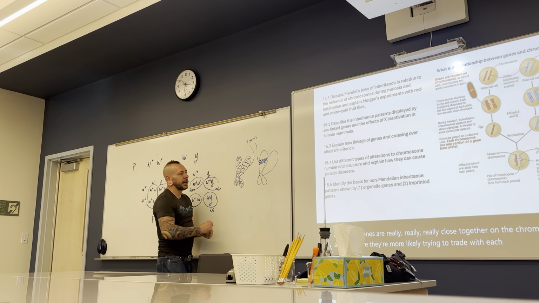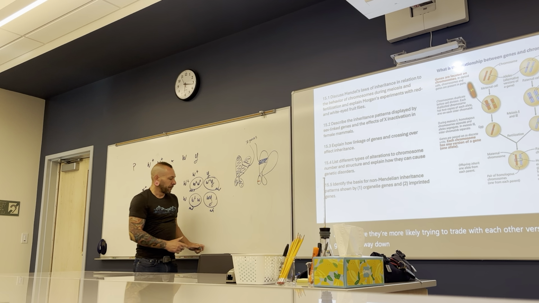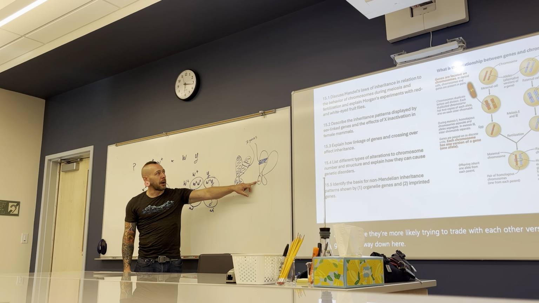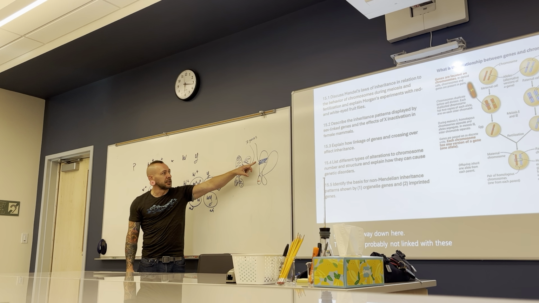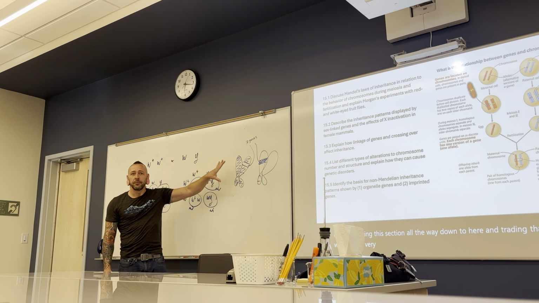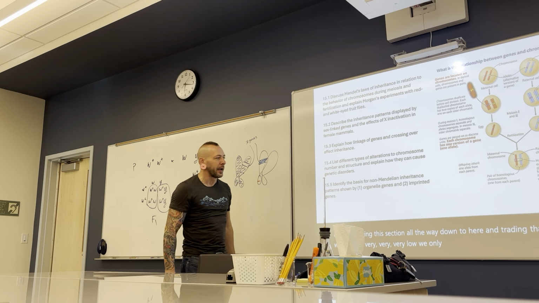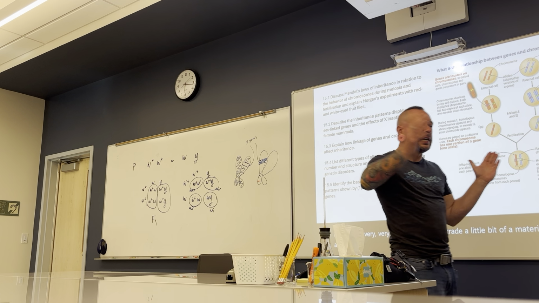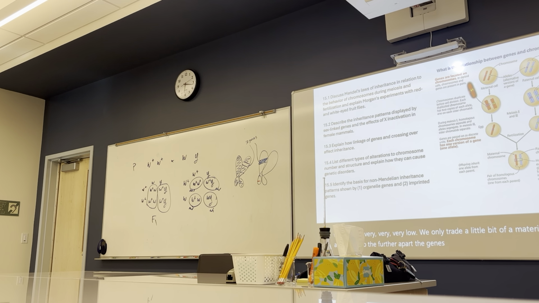Versus a gene that's way down here. This gene is probably not linked with these 3 genes, because the odds of getting this section all the way down to here and trading that whole thing are very, very low. They only trade a little bit of material back and forth. So the further apart the genes are, the more they behave as if they were on totally separate chromosomes in the first place. The closer they are, the more likely they are to travel together. That distance is called a map unit.